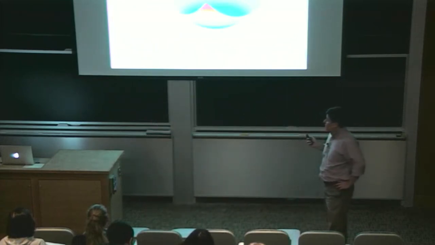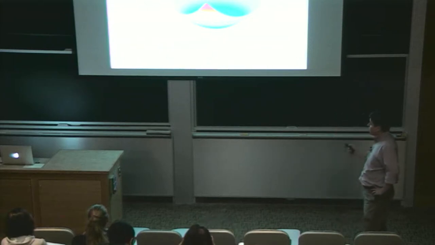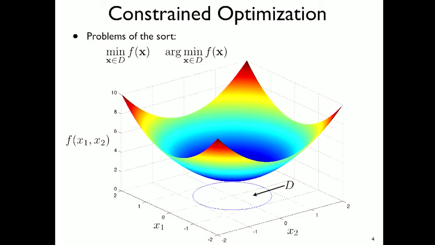So then let's jump into the topic of the day, which is constrained optimization. These are problems of the sort: minimize an objective function f of x subject to the constraint that x belongs to some set D, or find the argument x that minimizes this function. These are equivalent sorts of problems. Sometimes we want to know one or the other or both. That's not a problem.